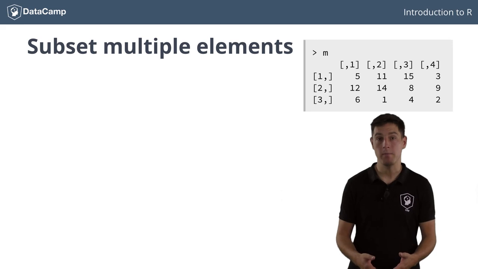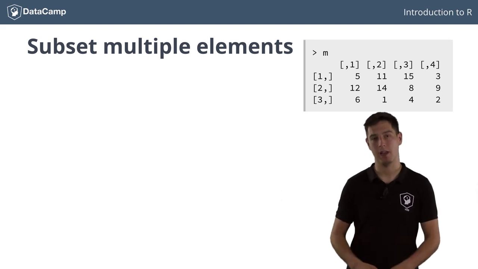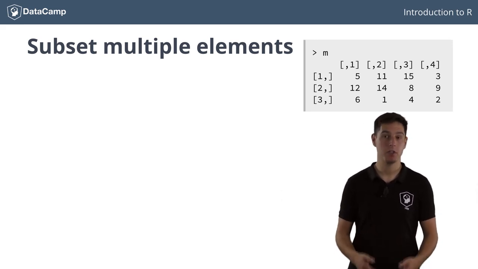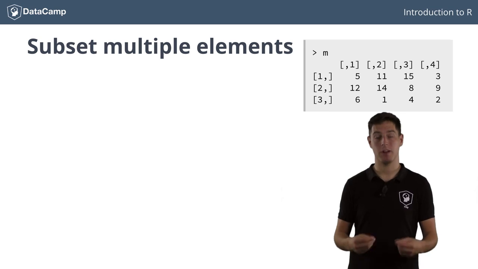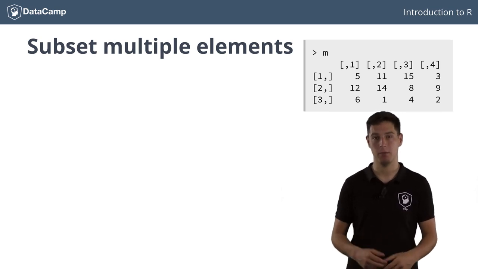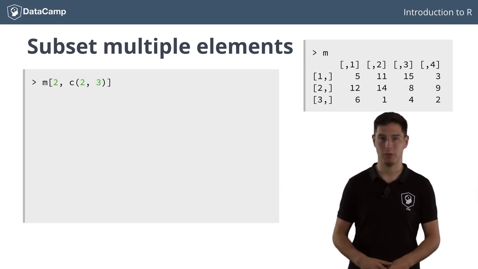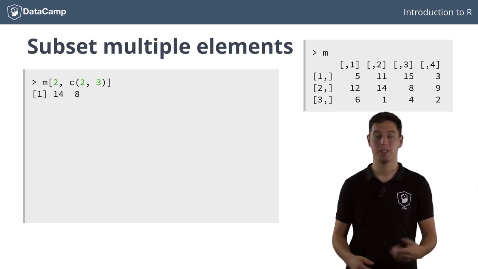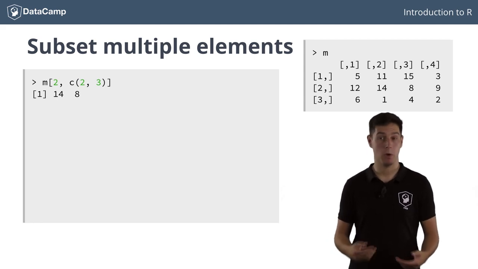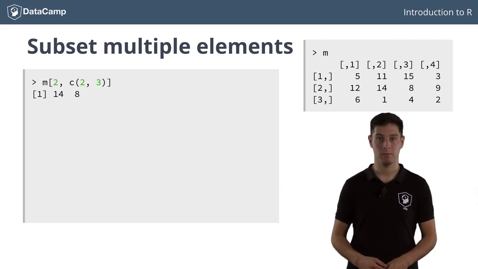In vector subsetting, you also learned how to select multiple elements. In matrices, this is of course also possible, and the principles are just the same. Say, for example, you want to select the values 14 and 8 in the middle of the matrix. This command will do that for you. You select elements that are on the second row and on the second and third column. Again, the result is a vector, because one dimension suffices.